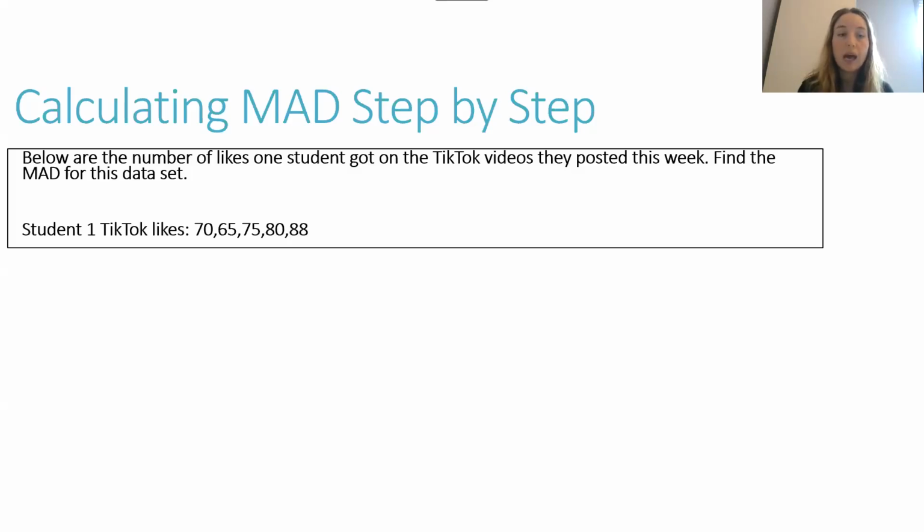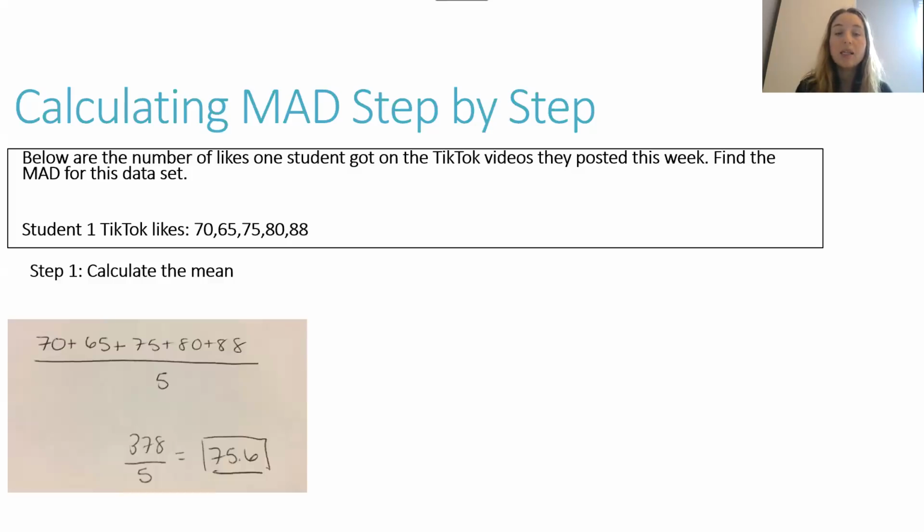So the first step when you're calculating MAD is something you already know, which is just calculating the average of the data points. So here I'm adding up 70 plus 65 plus 75 plus 80 plus 88 and dividing by the total number of data points, which is 5. This gives me an average of 75 and 6/10. That's step 1. Step 2 is where we start to learn some new stuff.